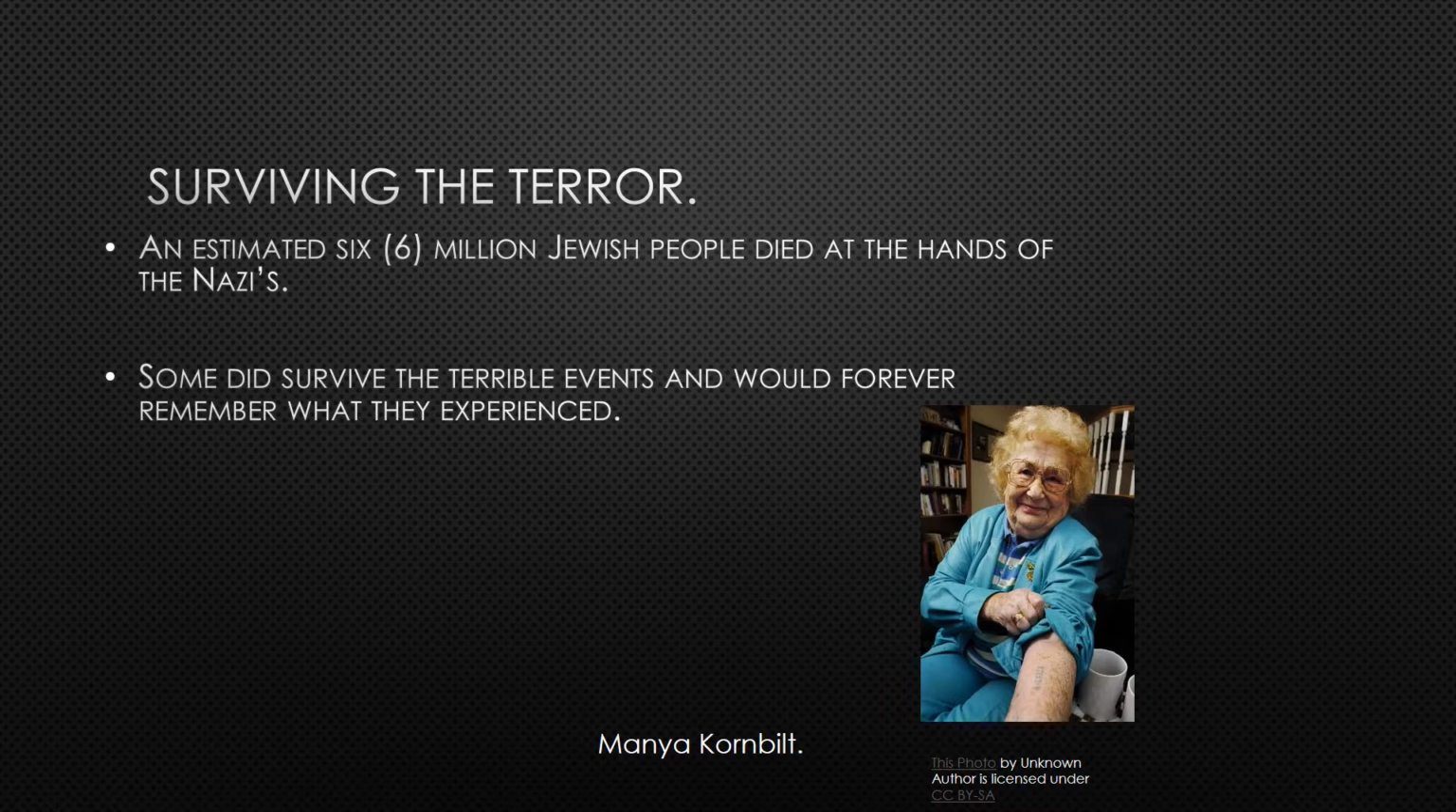This woman here, her name is Manya Kornbild, I believe. It's a little hard to see, but what she's showing you here is a tattoo. It's a number that Jewish prisoners were tattooed with by the Nazis when they got to the concentration camps. This is how they were known as prisoners, not by their names. They were known by their numbers. So here's an example of someone who survived the horrible things of the Holocaust.